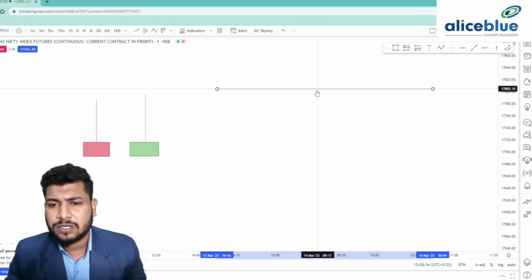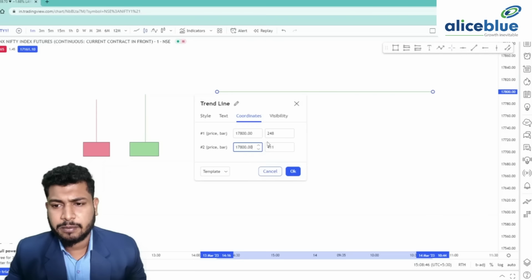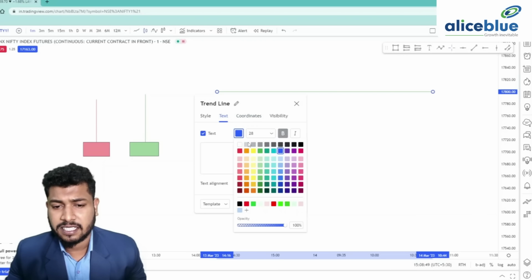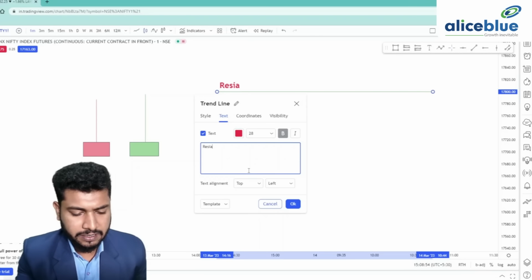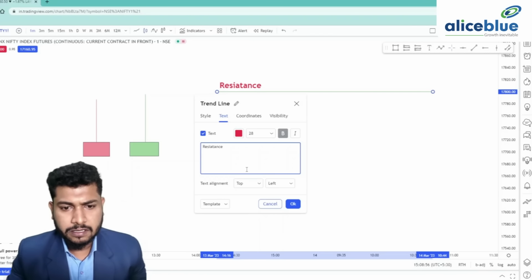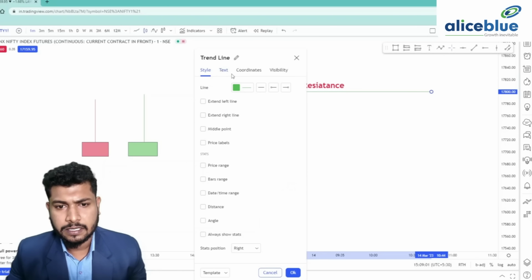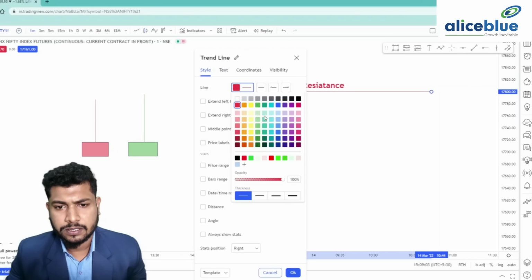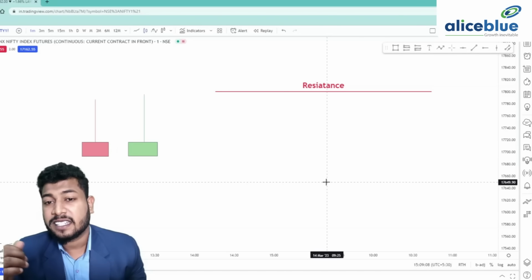Let's imagine 17,800. Just draw it at 17,800. Let's imagine this is a crucial support resistance level. Just name it as a resistance, and the color is also red. Okay, let's imagine 17,800 is a resistance level.